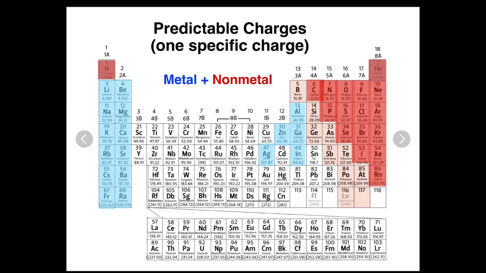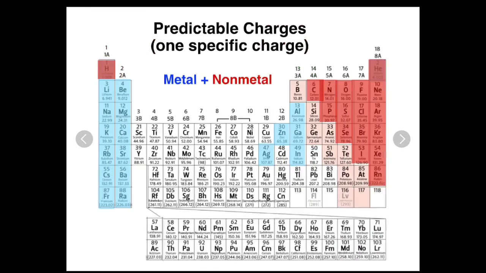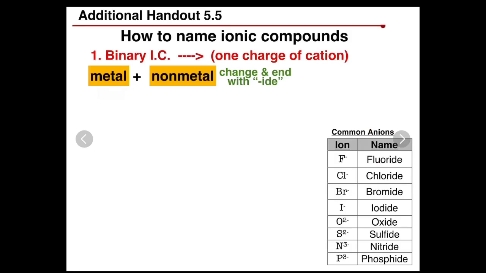Another common one that comes from the metalloids would be arsenic, right? So arsenic becomes arsenide. So that's how you change the name of the non-metal. Pretty much you are going to change it and end with "ide." Okay, so that's pretty much what we're going to do. And here is an example list of what I just mentioned earlier.